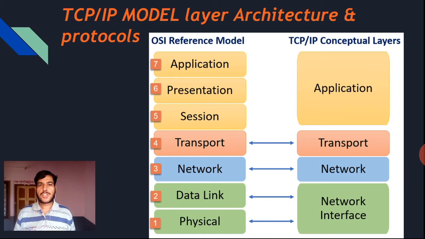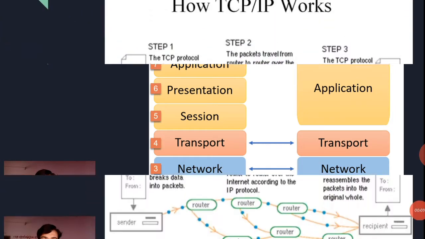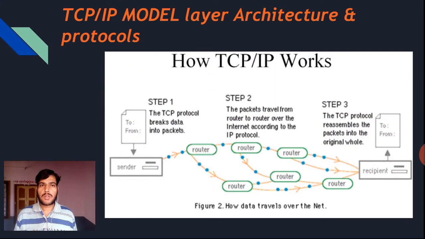Already in previous sessions we discussed the functionalities of each layer of the OSI reference model. Here also the same functionalities are carried out in the TCP/IP conceptual layers, except there are a few differences. Then, how does the TCP/IP model work?